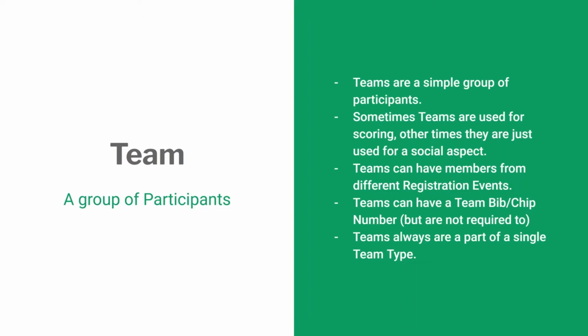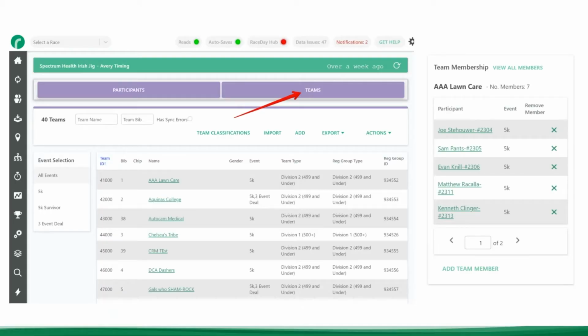What is a team? Pretty straightforward, right? It's just a group of participants. Sometimes teams are used for scoring, other times just used for social. Teams can have members from a bunch of different registration events. Again, this is what I was talking about before. We now have the ability to say that I have Gates Chili High School with boys JV, boys varsity, and so on and so forth, all in one team. You can have team bib chip numbers, but you're not required to. Teams are always a part of what's called a single team type. So I'll talk about team types next, but before I get there, I'll just show you in the app itself.